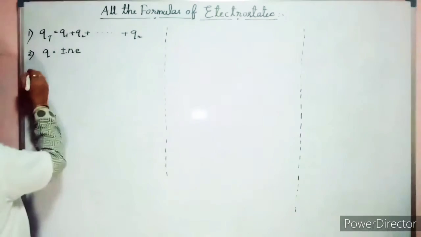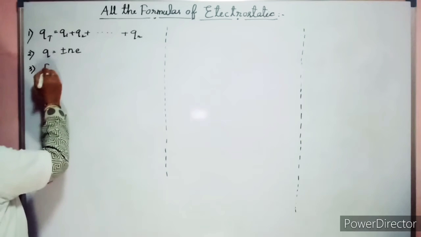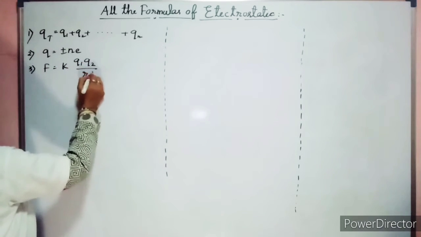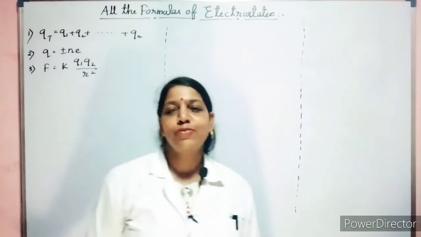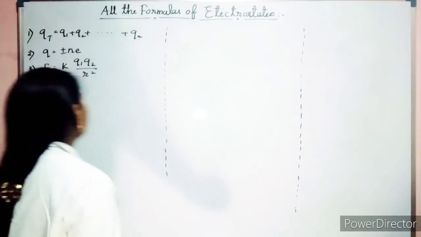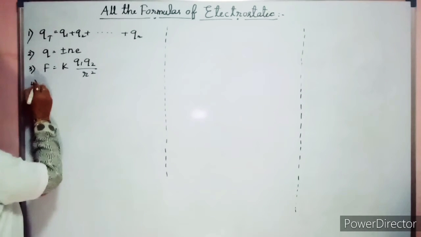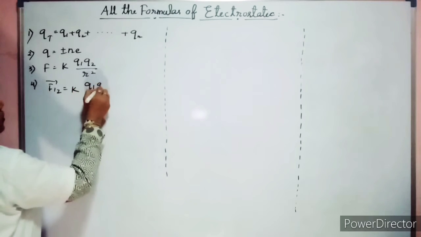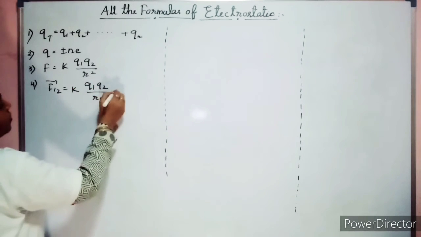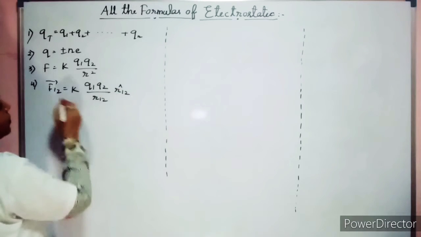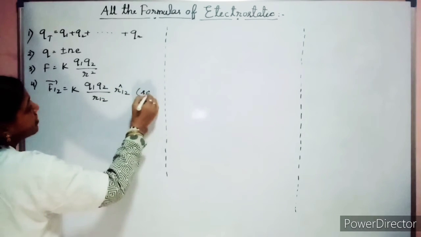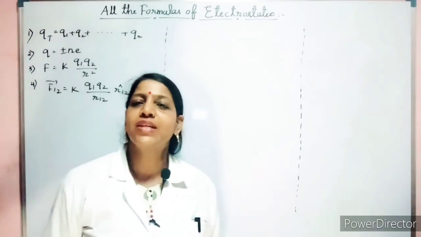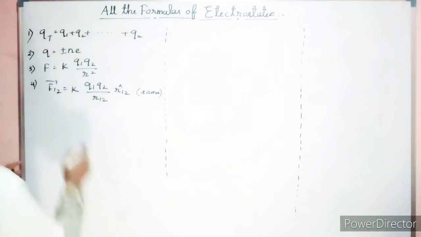Next comes Coulomb's law. What it states is that F equal to K Q1 Q2 by r square. This is in scalar form. If you are going for vector form, then what you are going to write? F12 equal to K Q1 Q2 by r12 square into r12 cap. It is for the same charge, because it will be repulsive in nature.